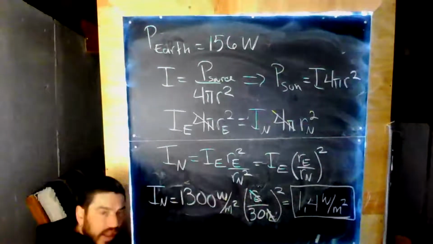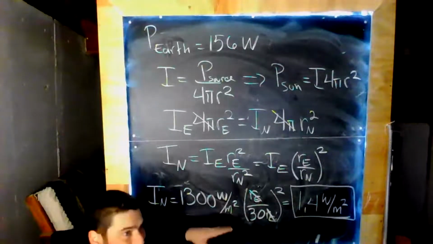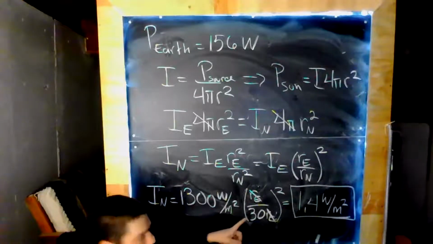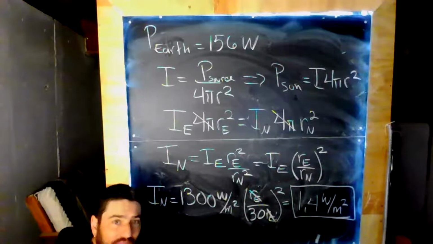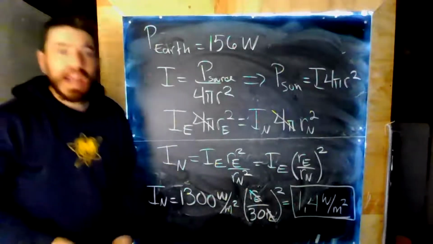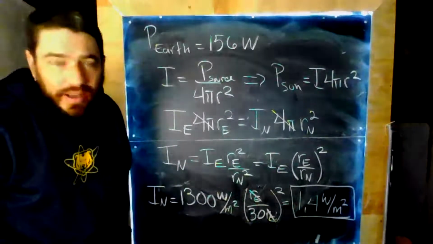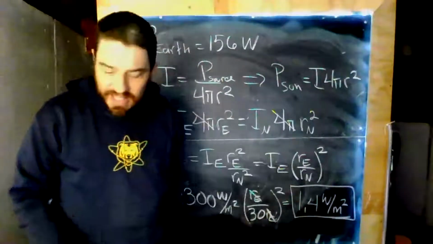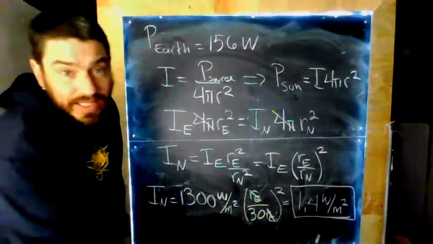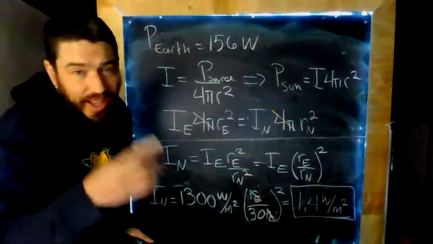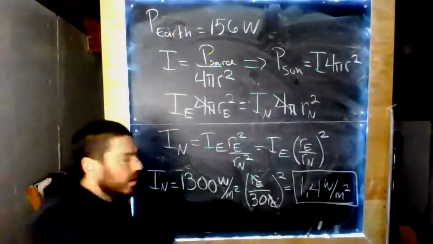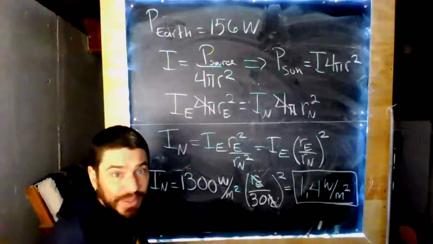So notice that the intensity drops off by not a factor of 30, but rather by a factor of 30 squared, or 900. So if we have 900 times less intensity, then by the time we make it to the power out of the solar cell, we're going to get 900 times less. Okay, so that's our intensity at Neptune.